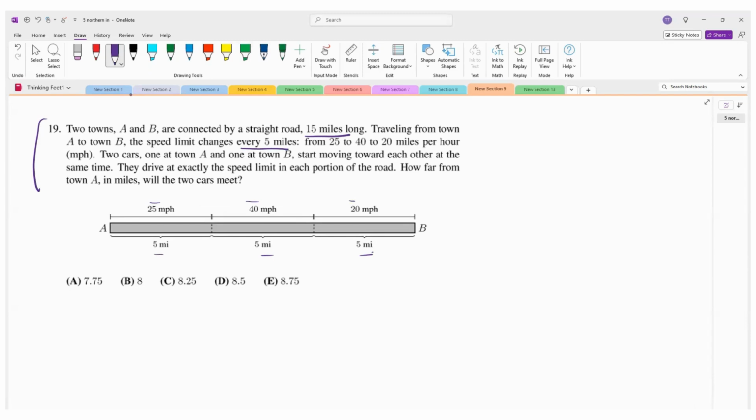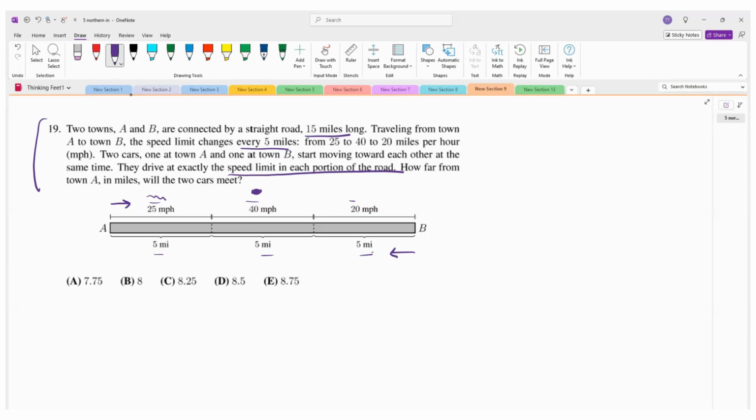Two cars, one at town A and one at town B, start moving towards each other at the same time. So this car moves that way, this car moves that way. They drive at exactly the speed limit in each portion of the road. How far from town A, in miles, will the two cars meet? Okay, so if you run some quick calculations of time, you'll figure out that they're going to meet somewhere here in the middle, right, in this segment.